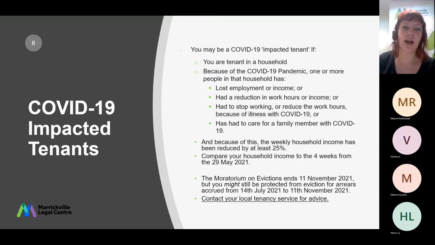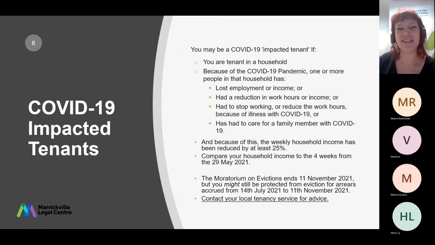So there has been a moratorium on evictions, meaning the landlords have been prevented from evicting tenants for rental arrears accrued when you're a COVID impacted tenant from the 14th of July to the 11th of November. Now, it is the 9th of November. The 11th of November is fast coming up. And unfortunately, what that basically means is that those protections are coming to an end.